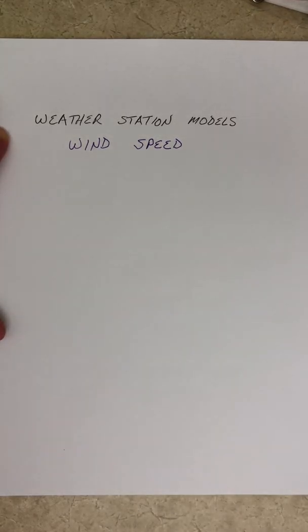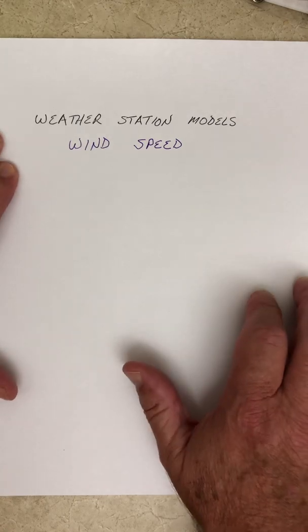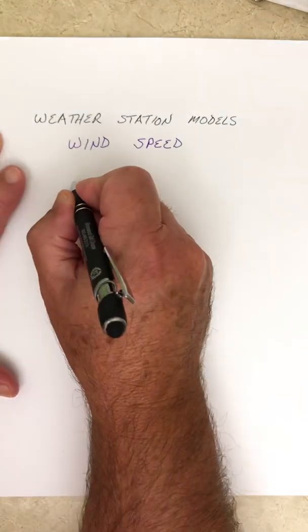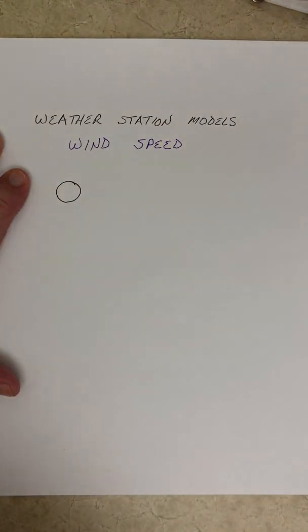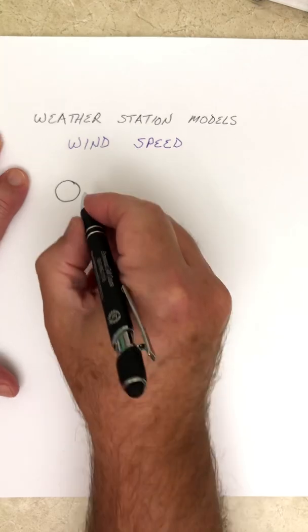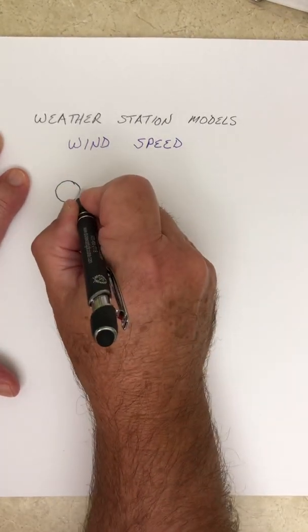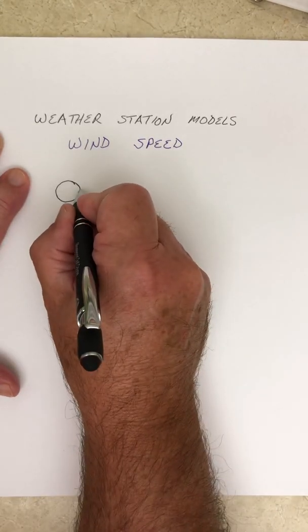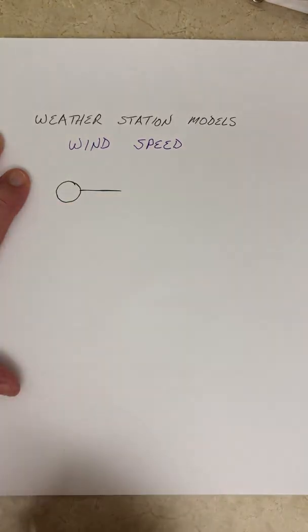All right, class, now that we're aware of how to determine the wind direction, let's take a look at the wind speed. So again, if we have a weather station model, and I'm going to be just drawing an east wind all the time to represent wind speed. So we're more interested now in what's at the end of the wind direction, the flagpole.